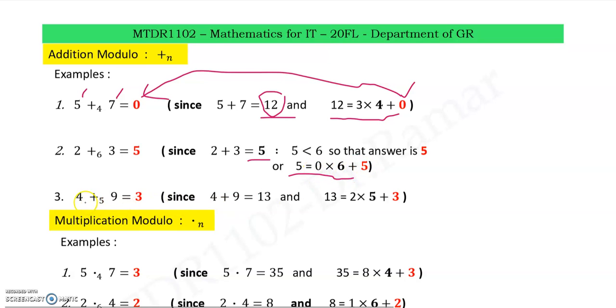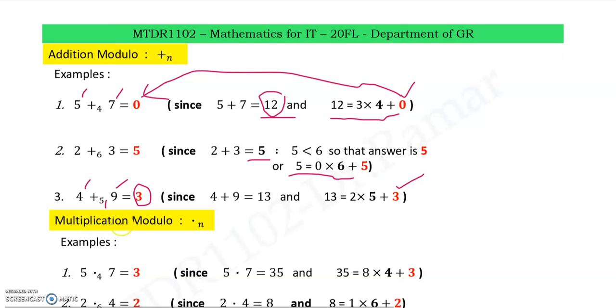See the third example. 4 addition modulo 5 9 is equal to 3, which means again you add 4 and 9 first, 13, and then you apply this modulo 5, so I can write 13 as 13 is equal to 2 multiplied by 5 plus 3. Here what is the remainder? 3. That is your answer. Whatever the remainder is, that is your answer.